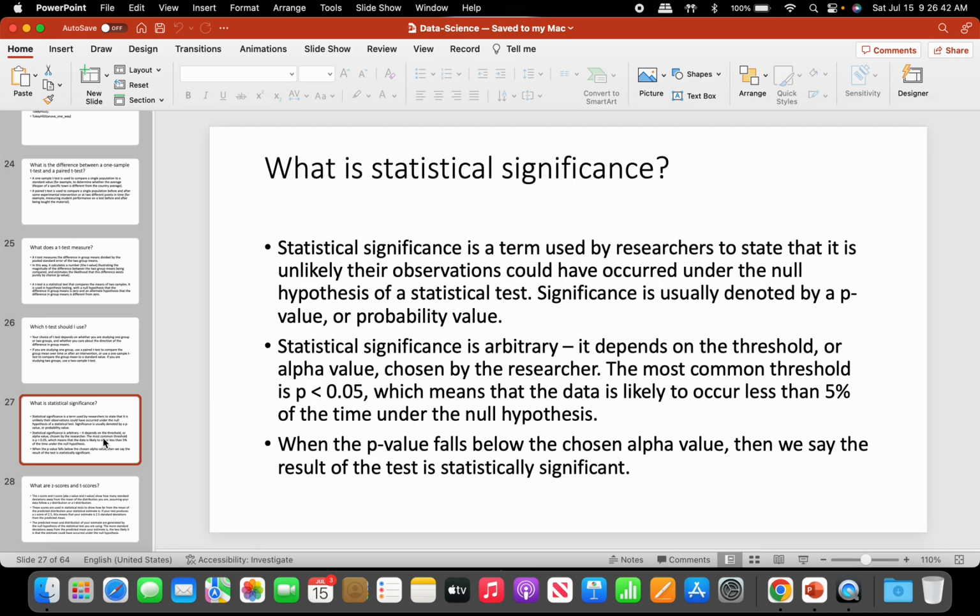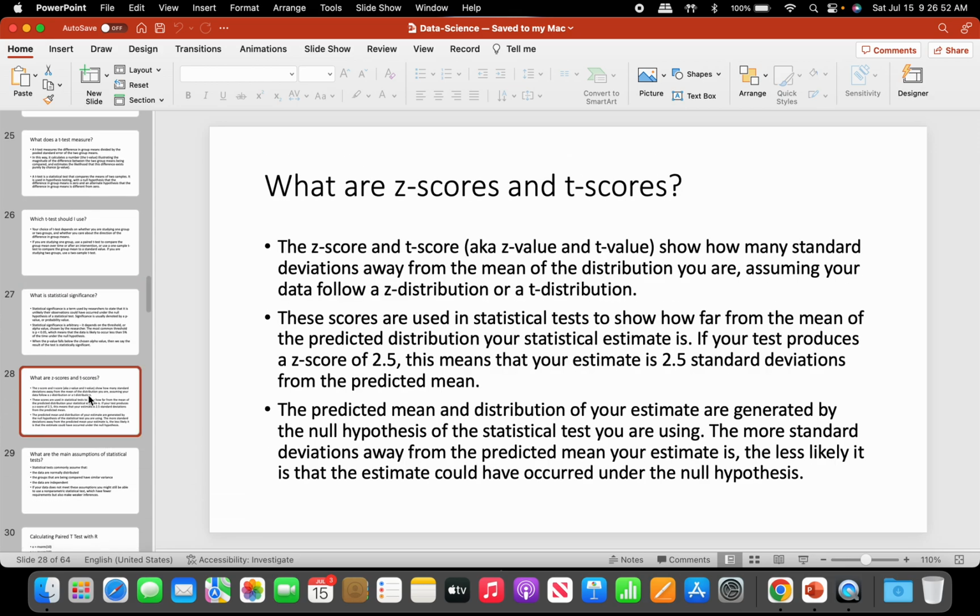And again, we have to follow your null hypothesis and your alternate hypothesis, where null is when there is no difference, and alternate is when there is a significant difference.